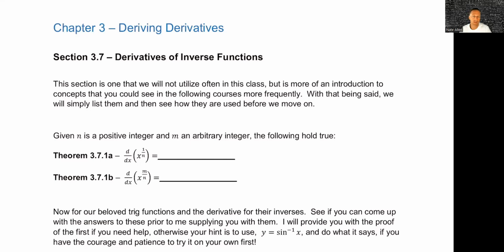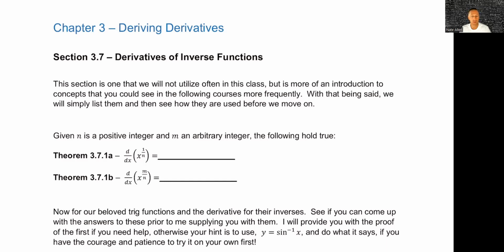3-7, and we're in heaven because that means after this one, we only have two more sections left in chapter 3. Very long chapter, I know, but there's just so many different variations of these things we call derivative. The next one on the docket, inverse functions. So this isn't one that we'll use often.